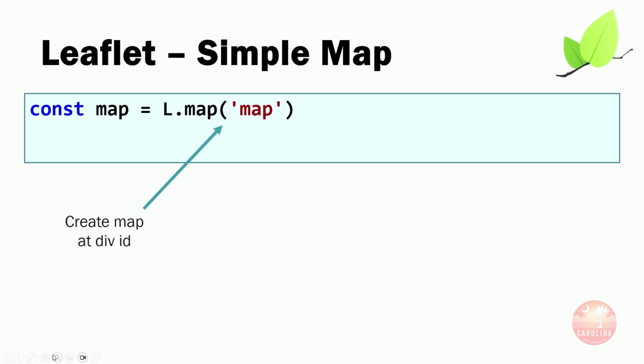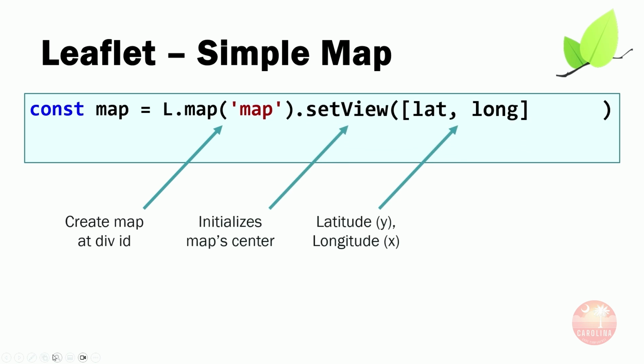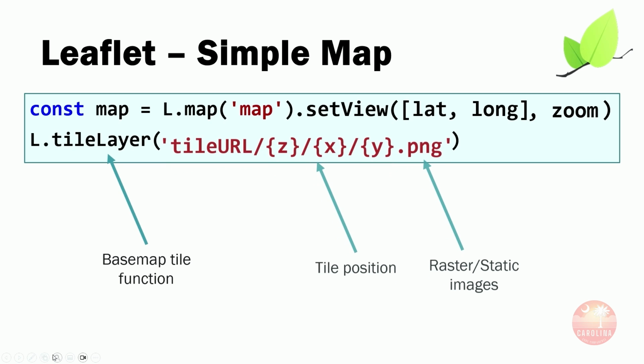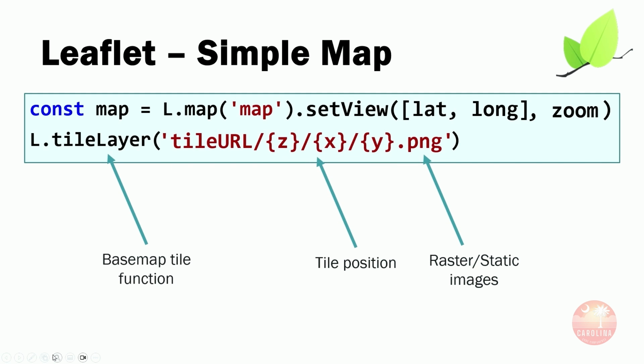Just to recap real quick of what we just did, you've got your div ID there, and then you've got your set view, which initializes the map's center view, and then you've got the latitude and longitude. And again, Leaflet does it in that order. And then a zoom level, that's between 0 and approximately 19 for Leaflet. Okay, and then you also need to set your tile layer in order to actually visualize the map. And again, these are raster tiles in the form of PNGs. And got to add it to the map in order for it to actually show up.